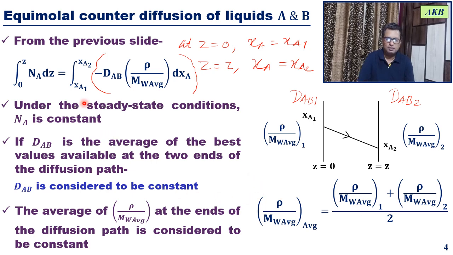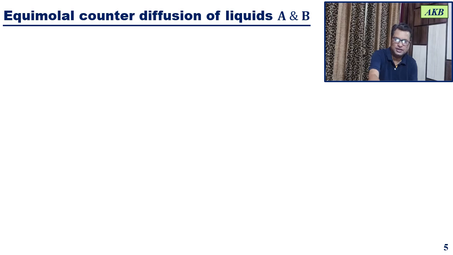So we have now understood that Na is constant, so it will come out of the integral. DAB is constant, so it will come out of the integral. In place of rho, if you use the rho upon MW average value, that will be constant and that will also come out of the integral. Okay, so let us go to the next slide.